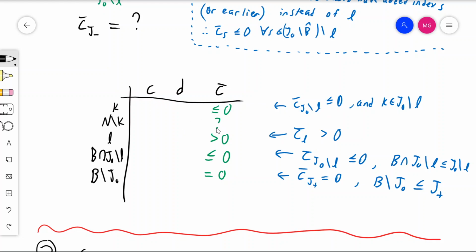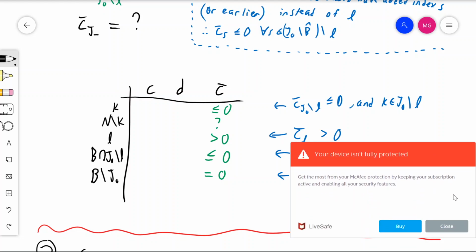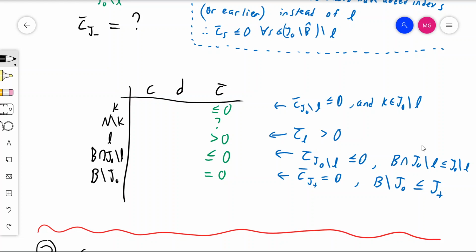Okay, for the n minus k indices, we just don't know, because part of those will be J minus, and we can't say for J minus, so we can't say for these.